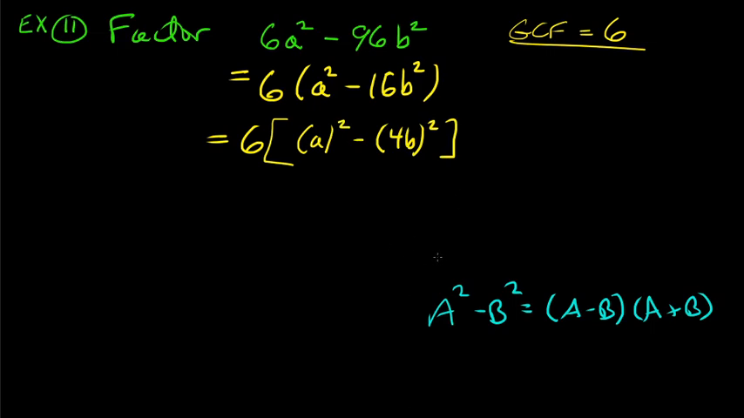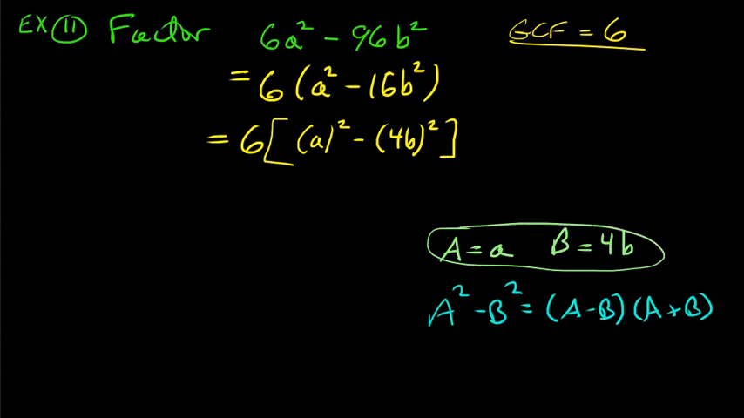So in other words, my capital A is just little a, and capital B is not little b, it's 4 times little b. Okay. So with that in mind, I didn't mean to use green here. Stick with yellow. So this should factor as capital A minus capital B, so little a minus 4 times little b, times capital A plus capital B, so that's lowercase a plus 4 times lowercase b.